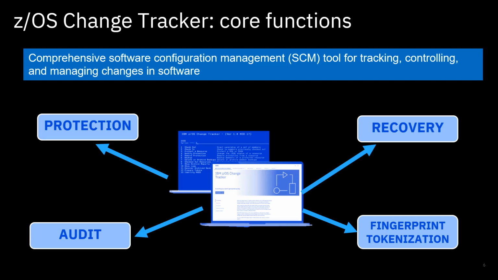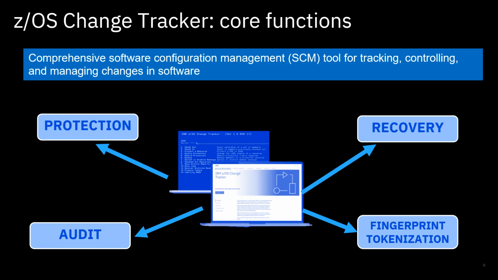Then we have the recovery function to view backups of monitored libraries and compare and recover them. With the audit function, you can monitor all changes to the libraries. The recording can be filtered based on event time and operation type, such as add, update, delete, rename, and so on. The last function is the ability to fingerprint, also known as tokenization.